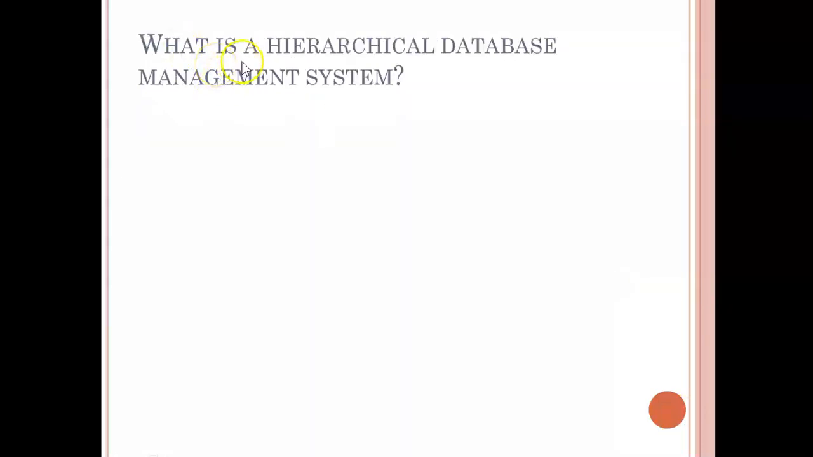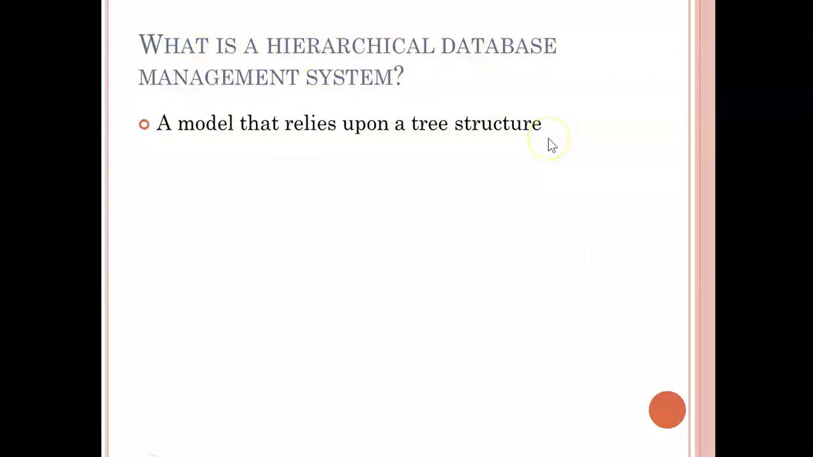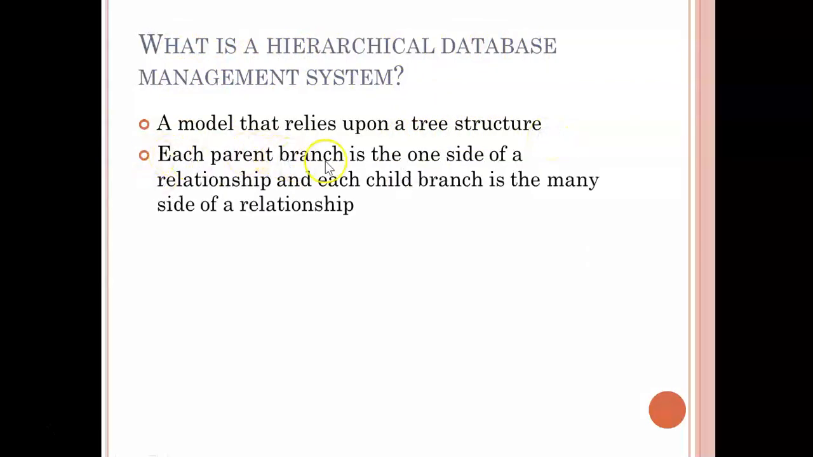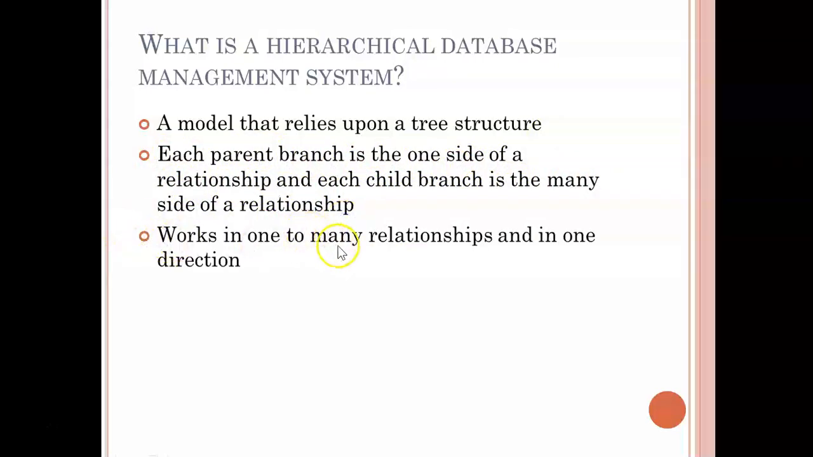What is a hierarchical database management system? Alright, so this is a model that relies upon a tree structure. Each parent branch is one side of a relationship, and each child branch that follows underneath is the many side of a relationship. It works in a one-to-many relationship and in one direction. Okay, so you'll see in the next slide what this looks like. So it's pretty much working downwards, and you will always have pretty much one parent at the very top.